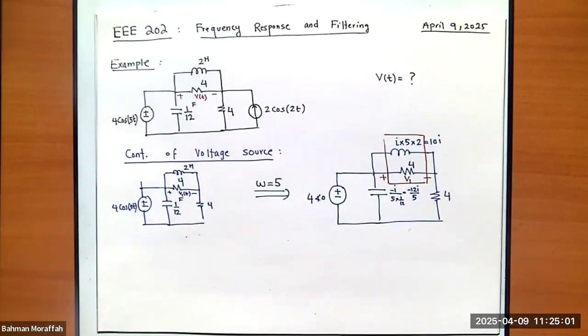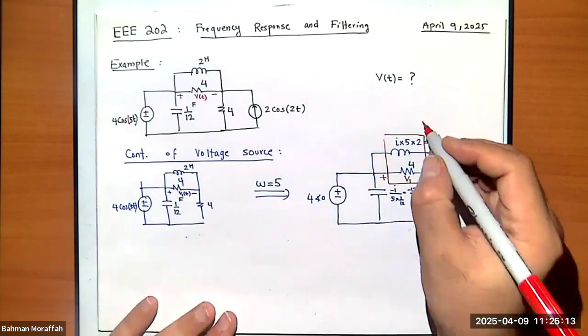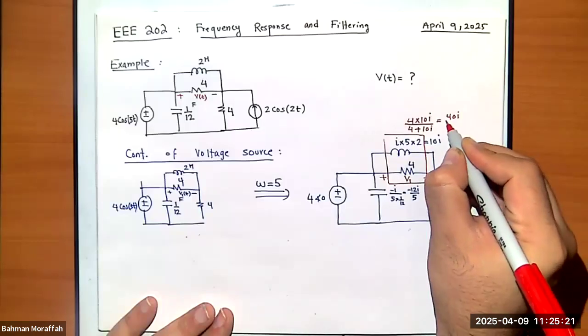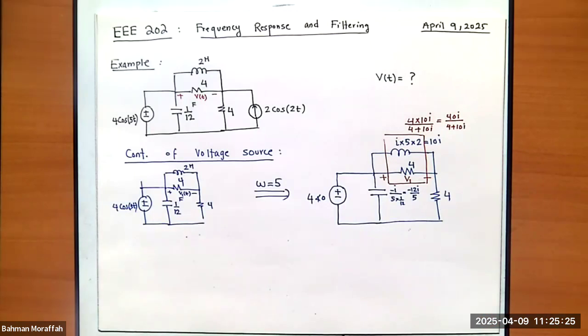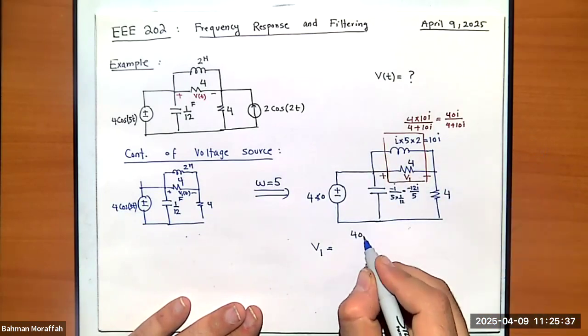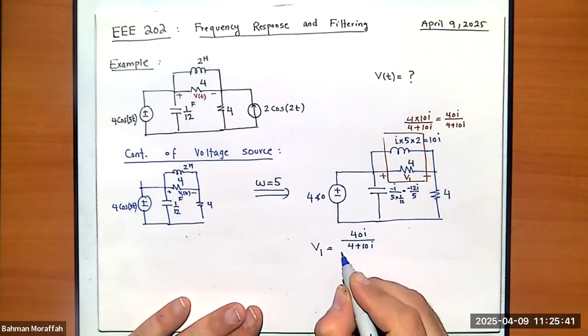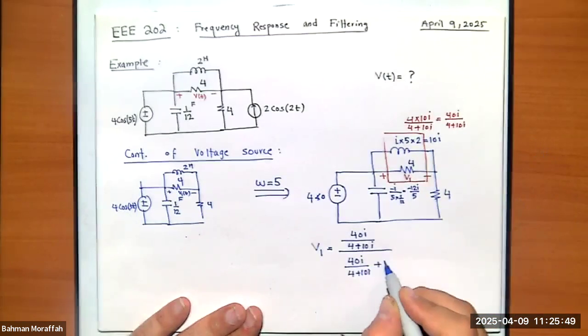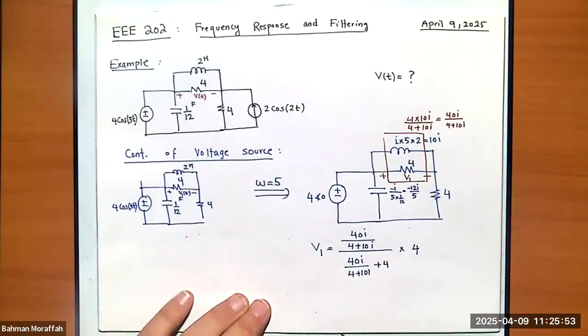What is the equivalent element here? I have 2 resistors in parallel. How do I find the equivalent? I multiply the values, divide by the summation. So the equivalent here is 4 times 10i divided by 4 plus 10i, which is 40i divided by 4 plus 10i. Therefore, V1 is voltage across this, which means I have 40i divided by 4 plus 10i, divided by the summation of these two. So it's 40i divided by 4 plus 10i, plus 4, times the value of the source, which is 4. Right? So that's a voltage divider.